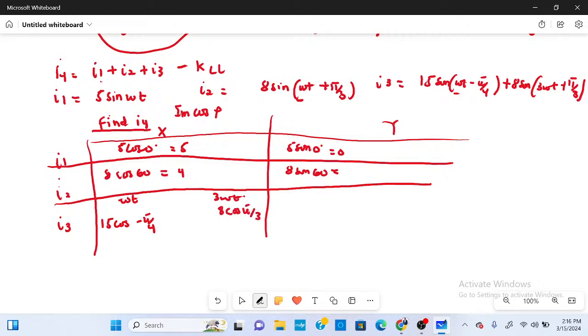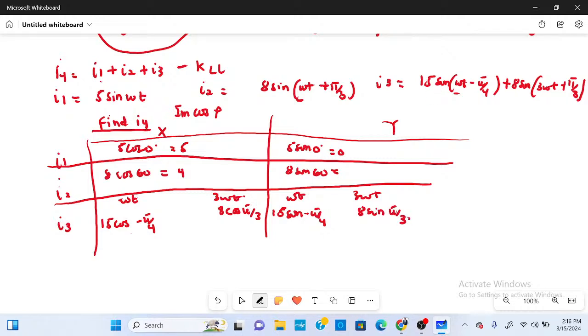See how I have differentiated them. So within the x components of I3, we have two separate x components. 15 cos this, 8 cos this, right? So we are going to have this side to be omega t, 3 omega t. So my omega t here is also 15 sine what? Negative pi on 4. Then 3 omega t is what? 8 sine pi on 3.